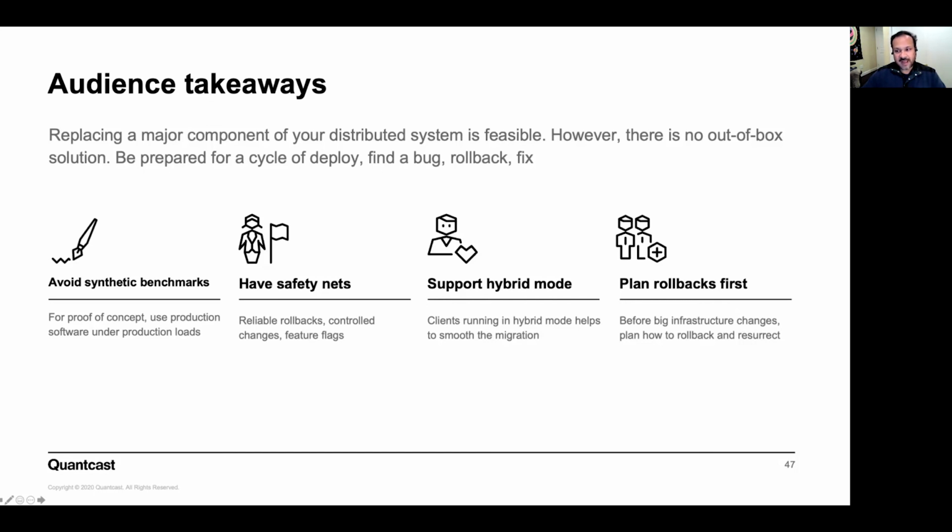Plan for rollbacks. Whenever you are doing a big infrastructure change where you are stopping a process across, or retiring a huge set of machines, have a plan on how you will resurrect those back. We had tested those out before we started the changes, and that definitely helped us reduce the downtime in many of our services.